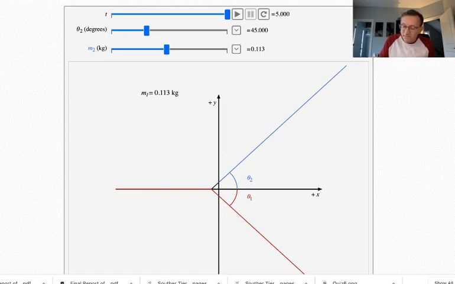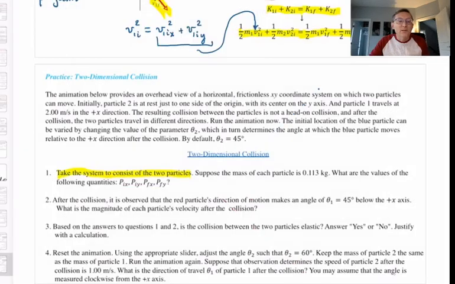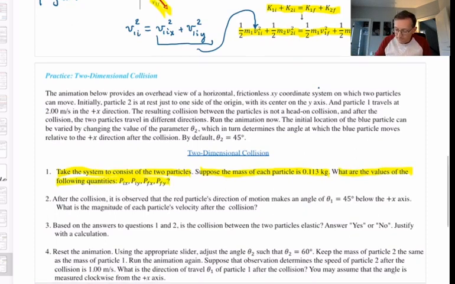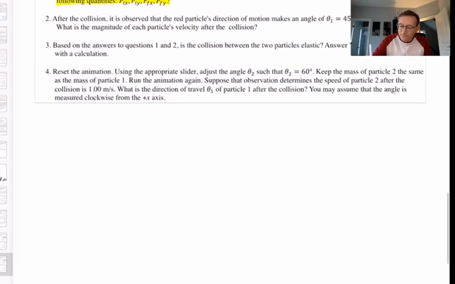We take the system to consist of the two particles that collide. Of course, that's what you pick when you have a collision. Let's take the mass of each particle to be 1.113 kilograms. Aha, they have equal masses. That's important. We are to find the values of the following quantities. Capital P initial x, capital P initial y, capital P final x, capital P final y. Okay, here we go.